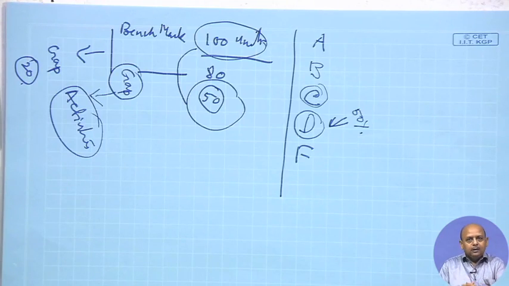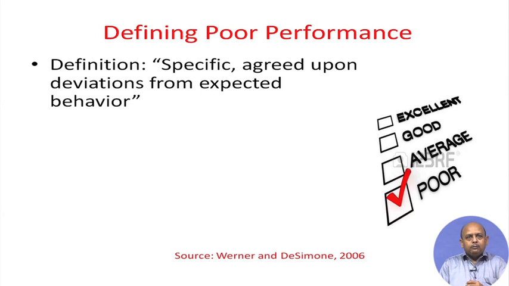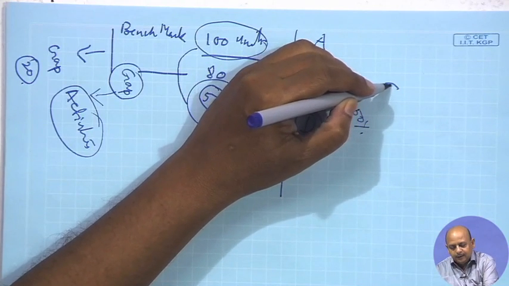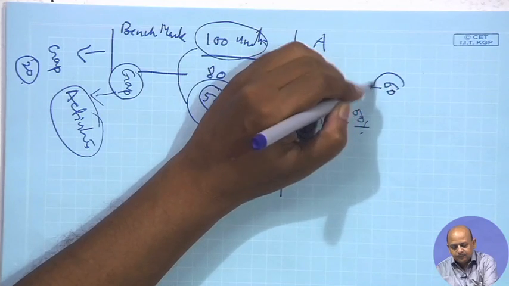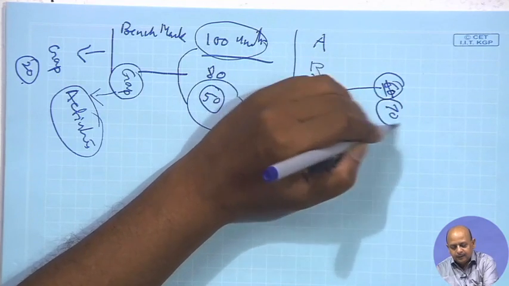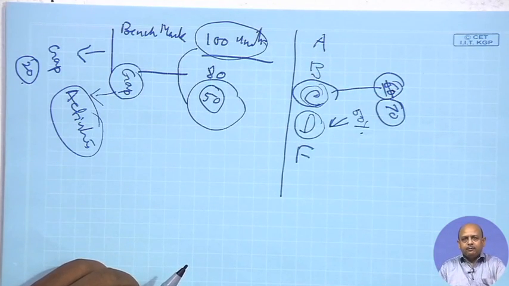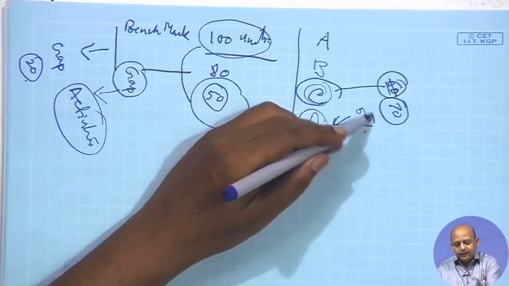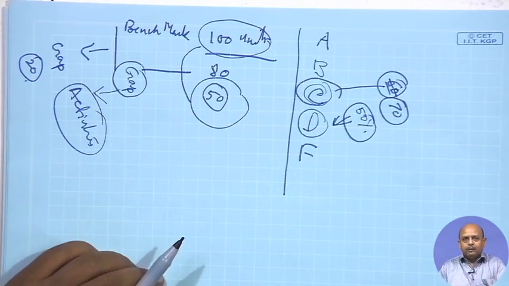So, if you are going to define performance, it is said that a specific agreed upon deviations from the expected behavior, right. So, expected behavior is the average performance, right. If you perform better than what is expected, then it is not this. So, expected is say if 60 or say 70. So, 70 is the expected performance, yours is 50. So, it means yours is poor performance.